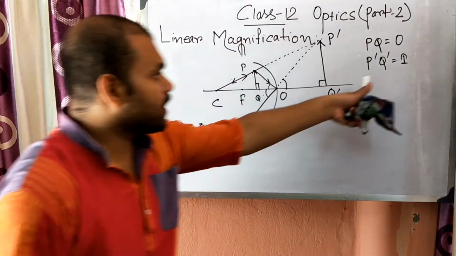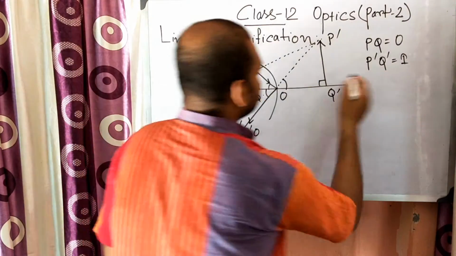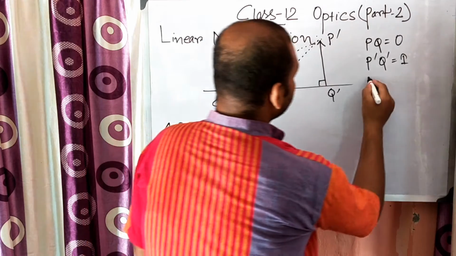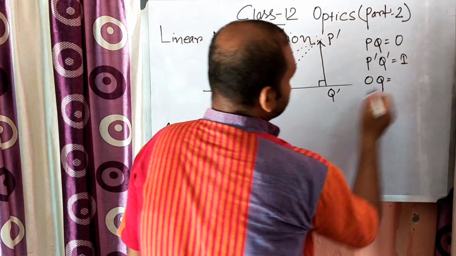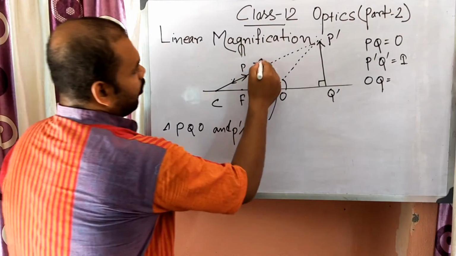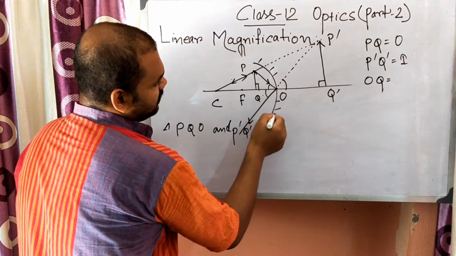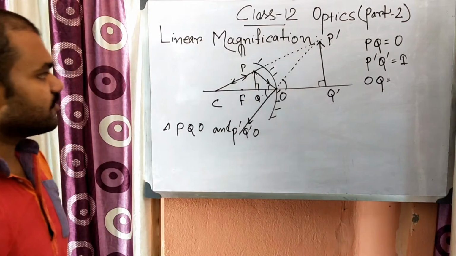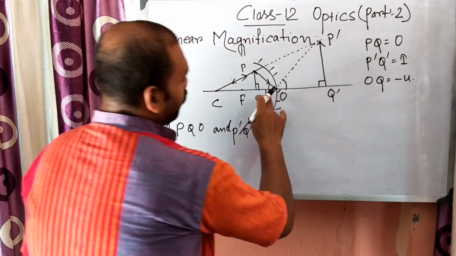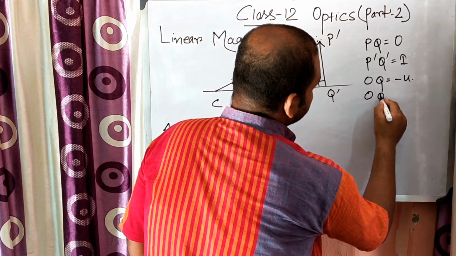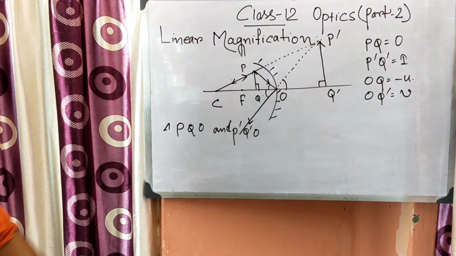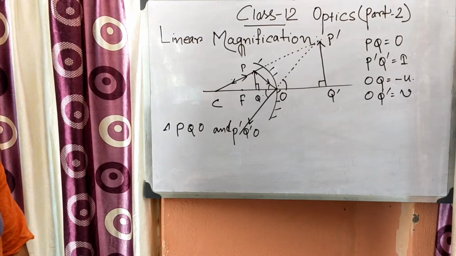P prime Q prime is equal to the image length, then OQ is equal to the object distance. Here, the object distance is measured opposite to the direction of the light, so OQ will be minus U. But OQ prime will be V only, because this is measured in the direction of the light, since light is coming towards this direction.